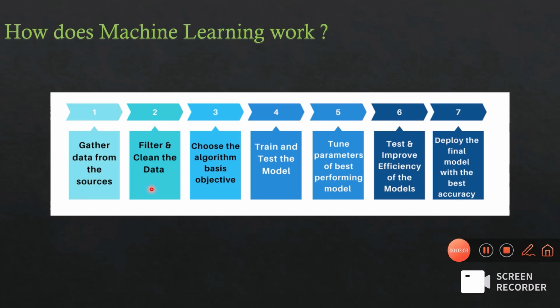After that, we are going to filter the data and clean the data, like data pre-processing. Then we will go ahead by choosing the algorithm based on our objective or the business requirement. In the fourth step, we are going to train and test the model. After that, we are going to tune the parameters of the best performing model. Then we are going to test and improve the efficiency of the model. And in the final step, we are going to deploy the final model with the best accuracy for real-time use. So this is about the machine learning framework.